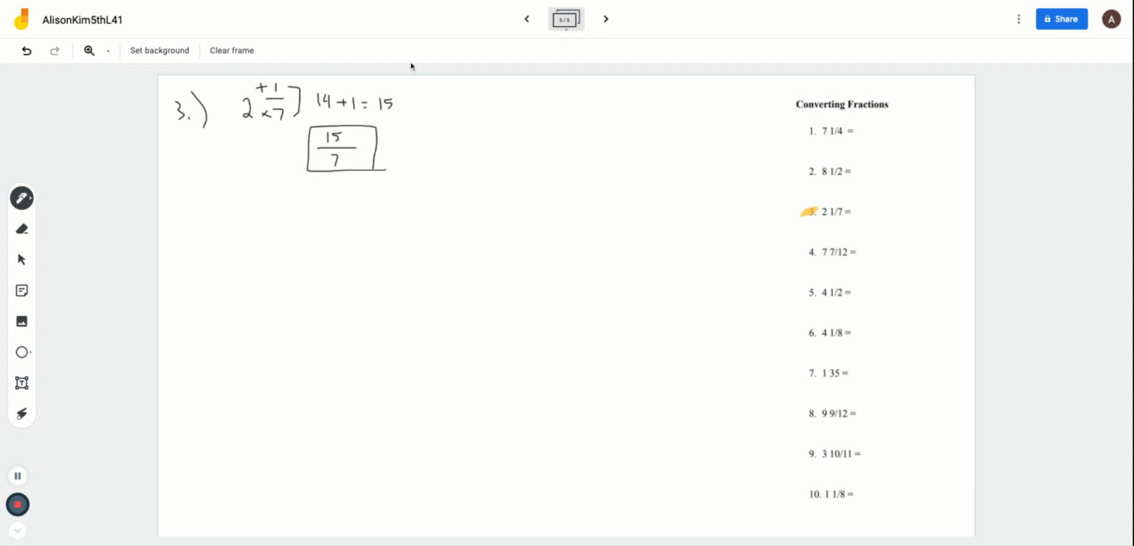And that's it. So when you're converting the mixed numbers into improper fractions, just make sure that you follow this rule. So you multiply and then you add and you put it all over the same denominator.